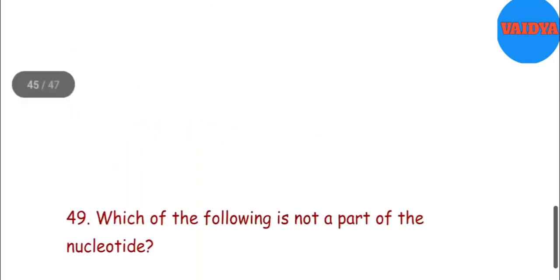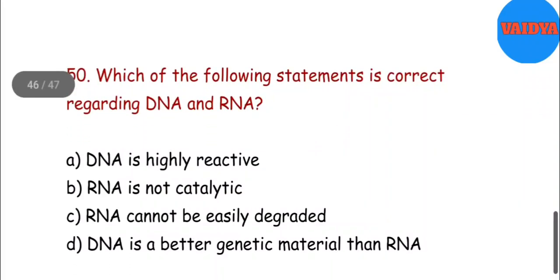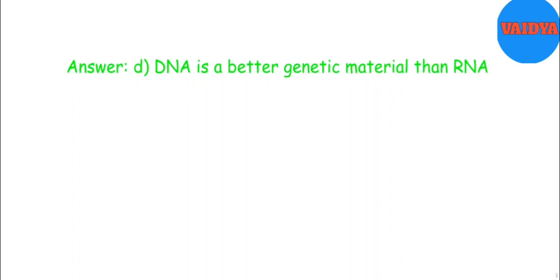48,502 bp. 49. Which of the following is not a part of the nucleotide? A. Phosphate group. B. Nitrogenous base. C. Pentose sugar. D. Guanosine. Answer. D. Guanosine. 50. Which of the following statements is correct regarding DNA and RNA? A. DNA is highly reactive. B. RNA is not catalytic. C. RNA cannot be easily degraded. D. DNA is a better genetic material than RNA. Answer. D. DNA is a better genetic material than RNA.